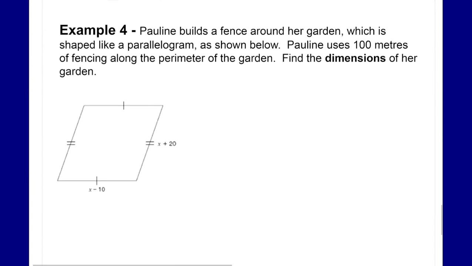The last question: Pauline builds a fence around her garden, which is shaped like a parallelogram as shown below. Pauline uses 100 meters of fencing along the perimeter of the garden. Find the dimensions of her garden.